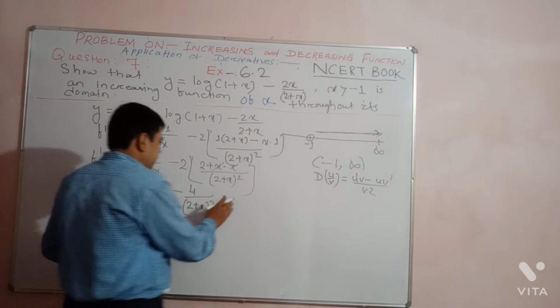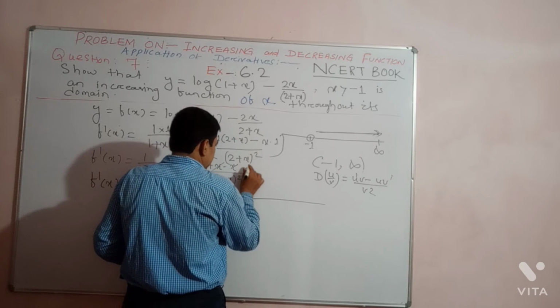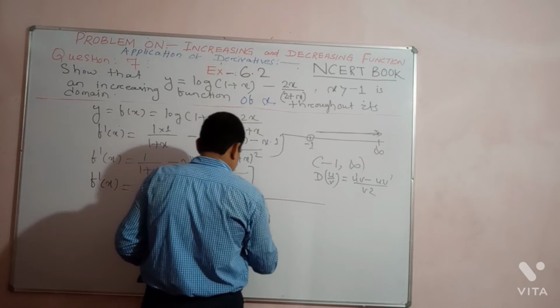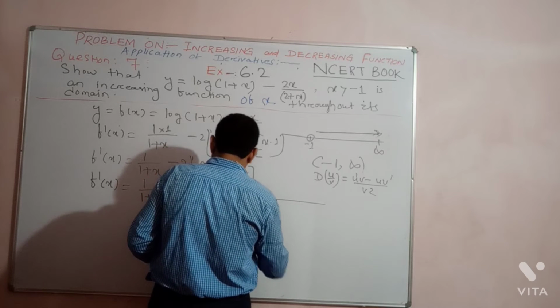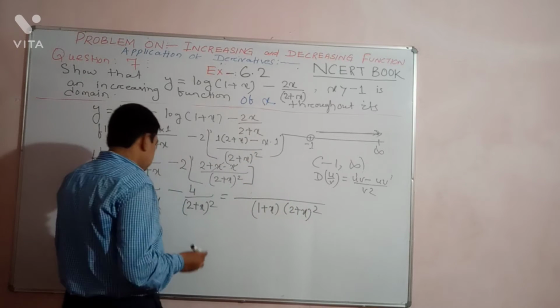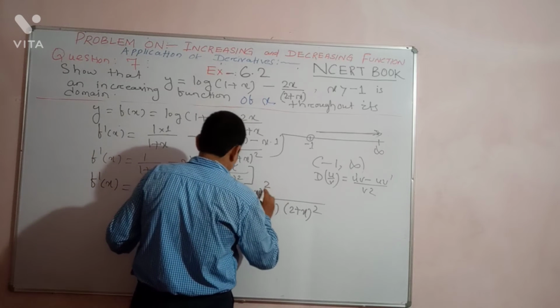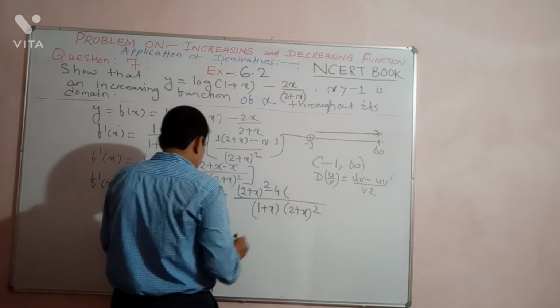Now let us simplify by taking the LCM. The LCM is 1 plus x into 2 plus x whole square, and here it will be 2 plus x whole square minus 4 into 1 plus x.